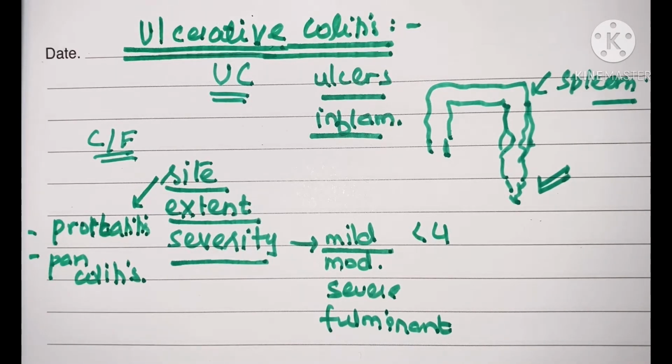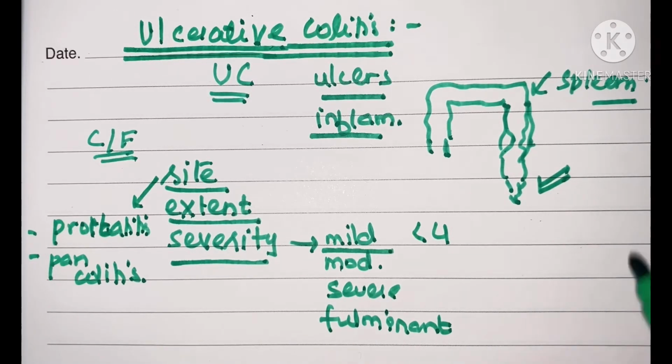So what happens is that in it, the mucosa will be involved. The mucosa will be hyperemic, fragile, it will bleed on touching, and there will be inflammatory exudate, inflammatory cells infiltrating within it and in the crypt, so it will lead to crypt abscess formation. So this is the whole overview of the pathology that will occur in this disease.